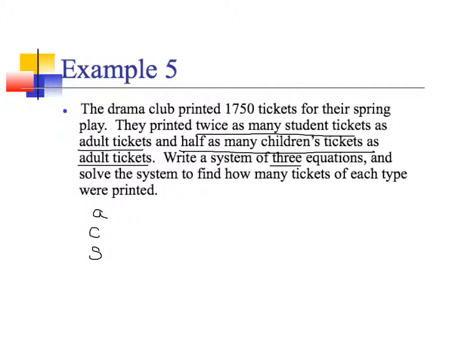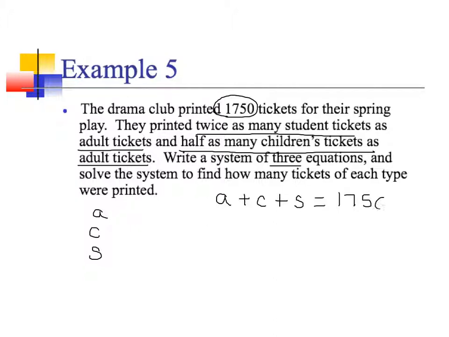So I'm going to use A for the number of adult tickets, C for the number of children's tickets, and S for the number of student tickets. Well, from this fact here, I know that their total is 1,750. That means when I add the number of each of those tickets sold, they should add up to 1,750.